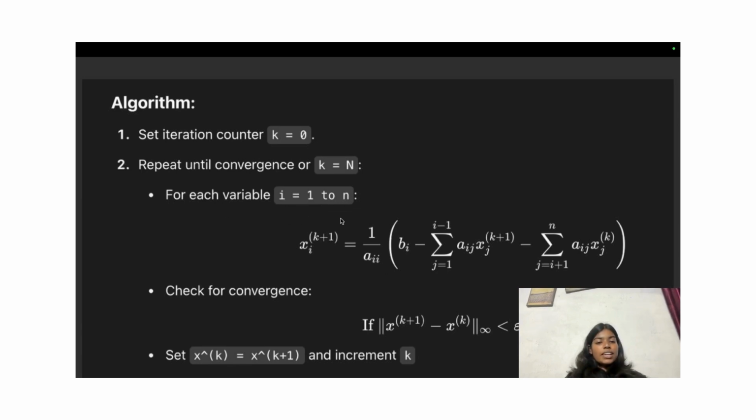For each variable i equals 1 to n, x_i^(k+1) = (1/a_ii) (b_i minus summation j equals 1 to i minus 1 of a_ij x_j^(k+1) minus summation j equals i plus 1 to n of a_ij x_j^(k)). Check for convergence: if x^(k+1) minus x^(k) is less than tolerance, stop. Set x^(k) equal to x^(k+1) and increment k. If maximum iterations reached, report no convergence.